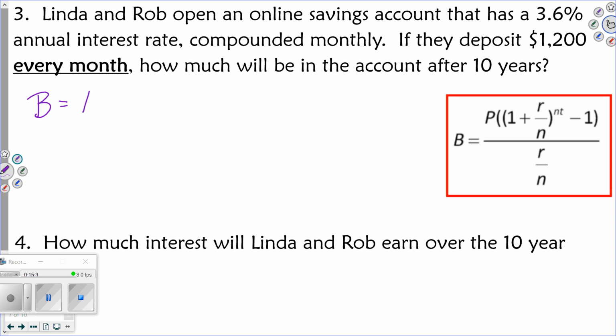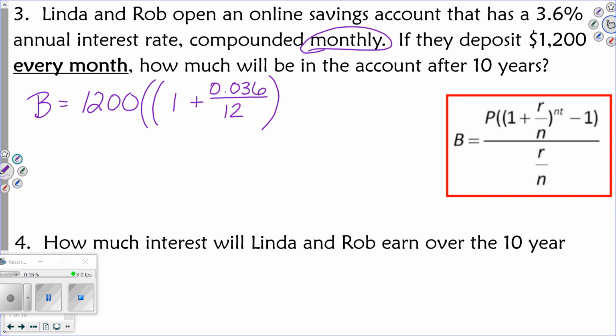1,200. 12,000 a month. Whew, I got some money. All right, so 1,200, parenthesis, parenthesis, 1 plus the rate divided by n. How many times a year is it being compounded? Why 12? Good. It says monthly, which is 12 times, 12 months in a year. Close parenthesis. N is 12, and then T, 10. Wants to know 10 years.